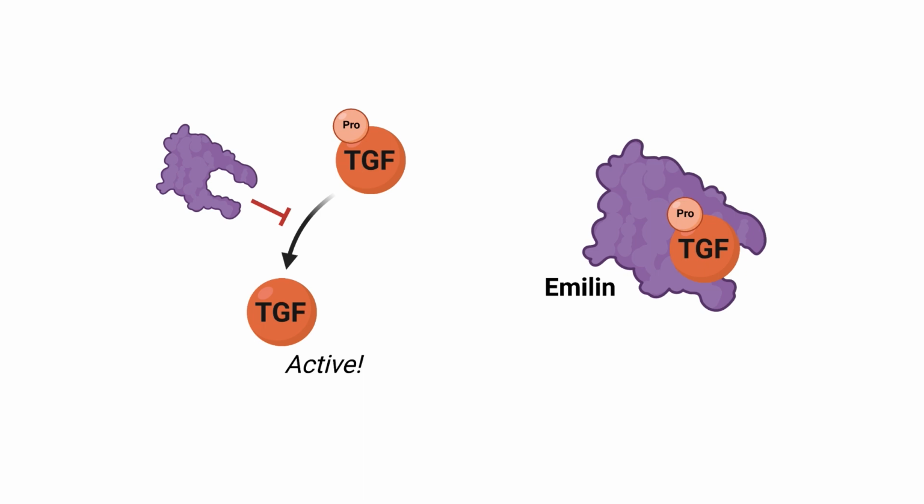And in a previous podcast, just a few weeks ago, I talked about another protein that sequesters TGF-beta, which was fibrillin. So now we've got this particular protein, Emilin. So that's what we're going to be focused on.